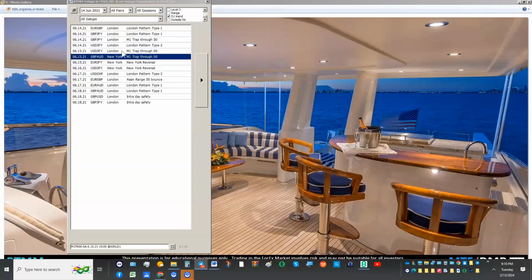And making our way further down the list, let's have a look at Pound Australian, also from Tuesday the 15th of June, looking at an M1 trap through 00 setup. All of these setups, of course, being in line with D1 trend. And what's nice about us walking through this particular trade setup is that it did happen in New York session. So it's nice to see that we're going to walk through a few New York session trades tonight.